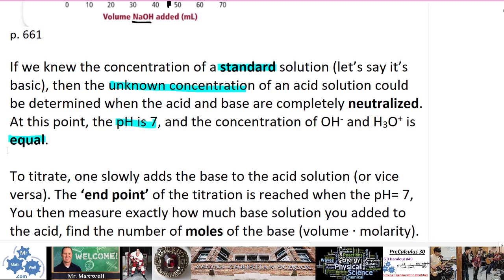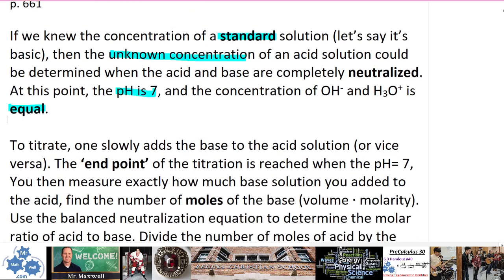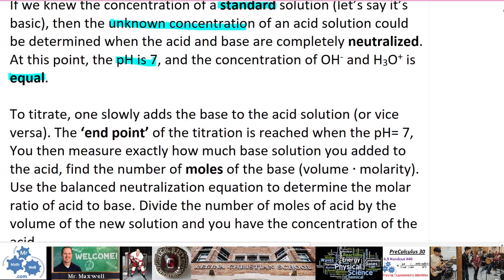Now, in order to titrate, I might show you a little demo a little bit later in the class. And like I say, I am planning a titration lab for you this year. So you'll be able to do this on your own, but I'll show you how it works in case we don't get to it. To titrate, one slowly adds the base to the acid solution, or vice versa. But if you start with an acid, you would add the base.